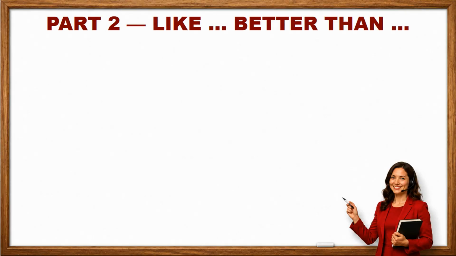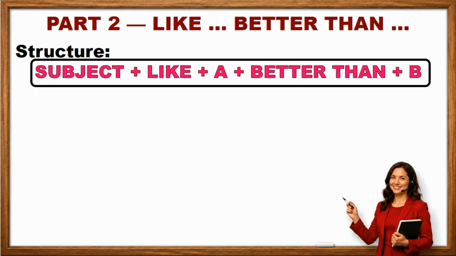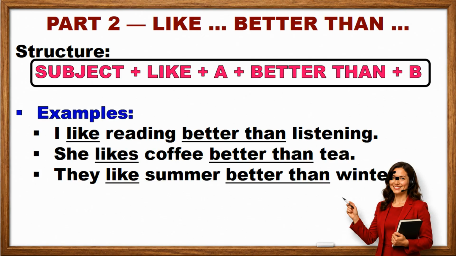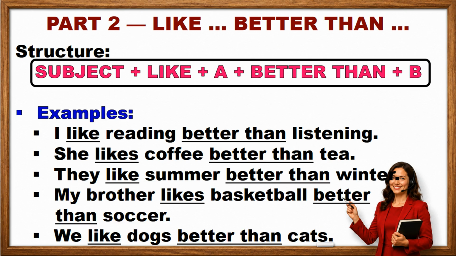Part 2. Like, better than. This is usually the easiest pattern. Structure. Subject plus like plus A plus better than plus B. Examples. I like reading better than listening. She likes coffee better than tea. They like summer better than winter. My brother likes basketball better than soccer. We like dogs better than cats.